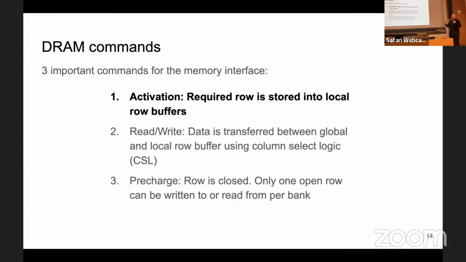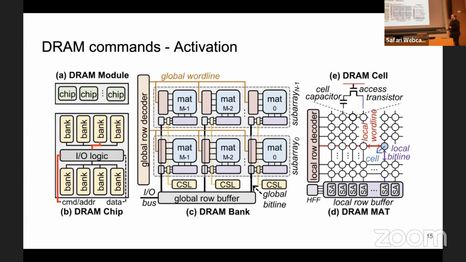First things first, an activation command. When we send an activation command to the DRAM chip, the I/O logic of the chip decides which bank we want to activate a row on. That information is then passed on to the global row decoder, which, based on the most significant bits of the command, finds out in which subarray the data we want to look at is located and passes on the rest of the command to that subarray. So it's sent to the subarray and to every mat on that subarray.